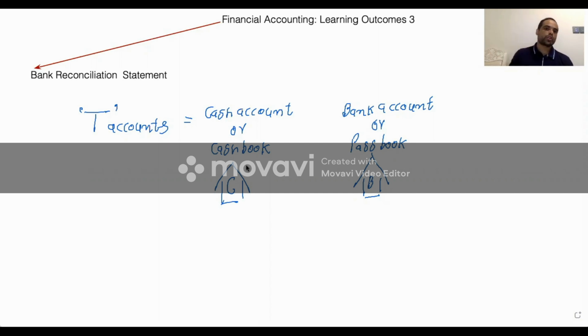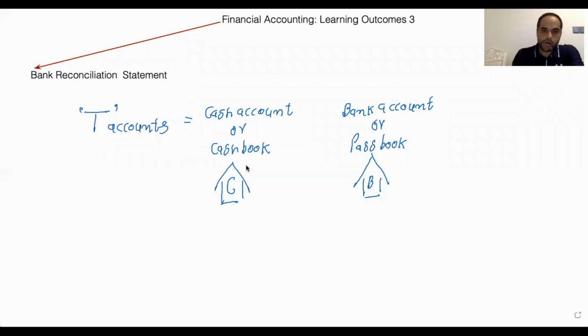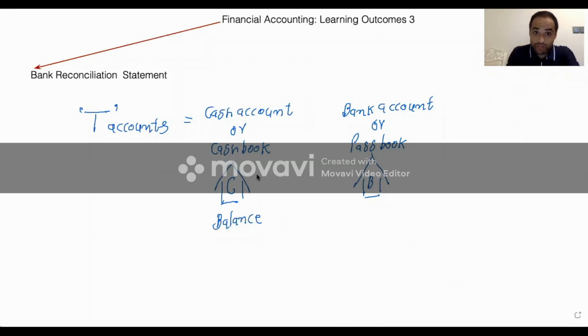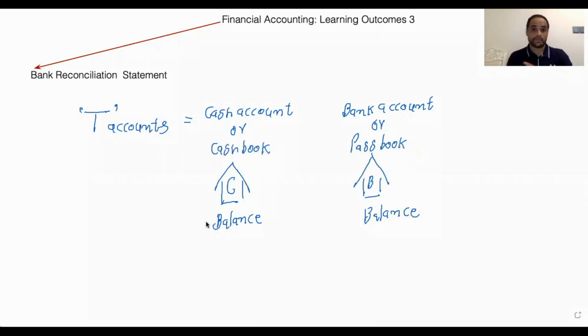All right. So now, for example, can you tell me, should the balance of your cash accounts and the balance of your bank accounts be the same or not the same? Should they be equal, or should they not be equal? Or can they not be equal?